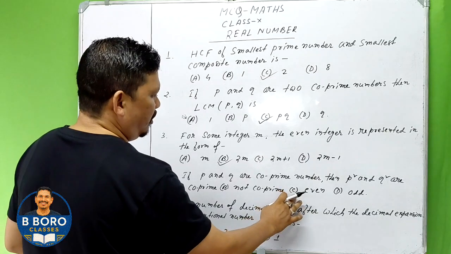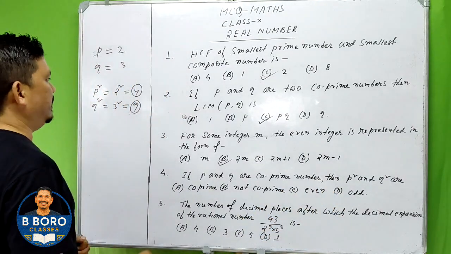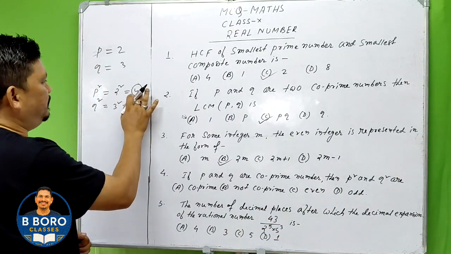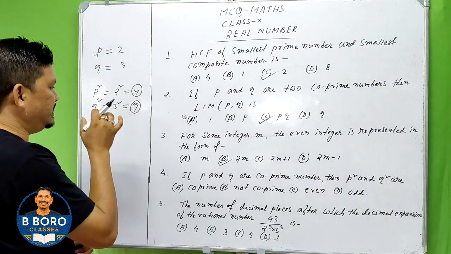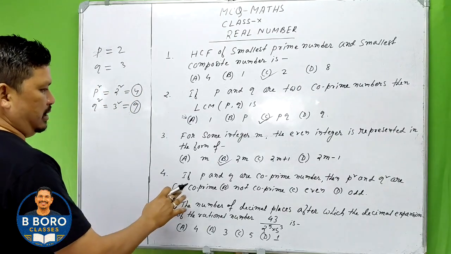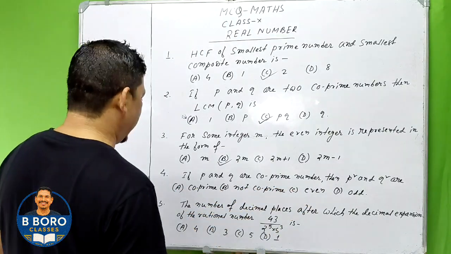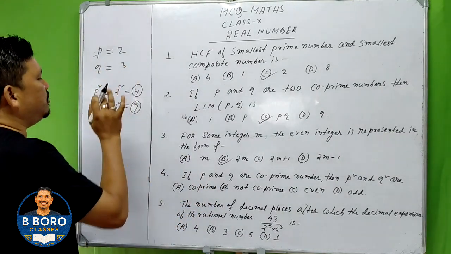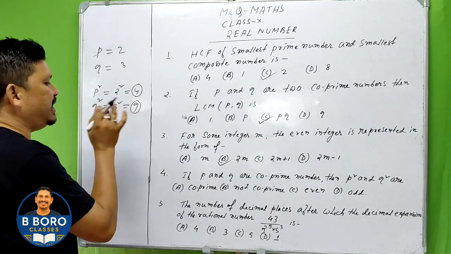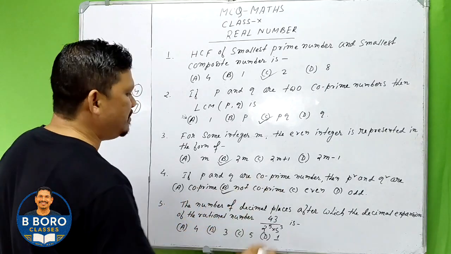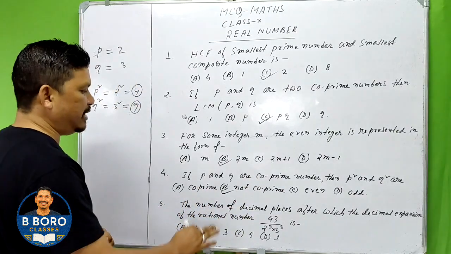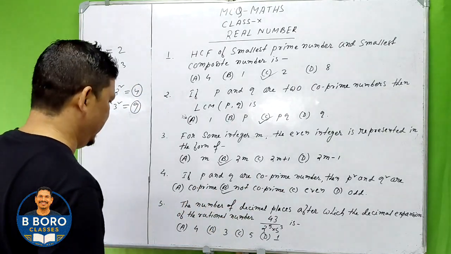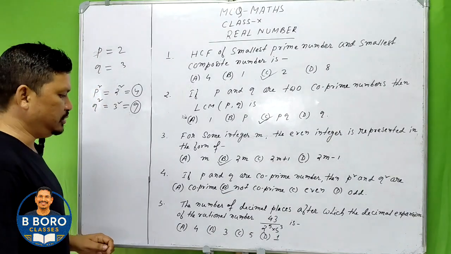But the value of P square sometimes may be even, sometimes it may be odd. So C and D are not the correct options. A is not the correct option. So if P and Q are co-prime numbers, then P square and Q square are not co-prime. So the correct option should be option number B. Then let us proceed to the next question.